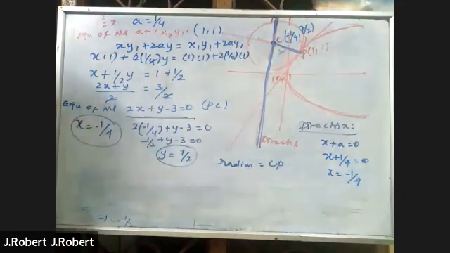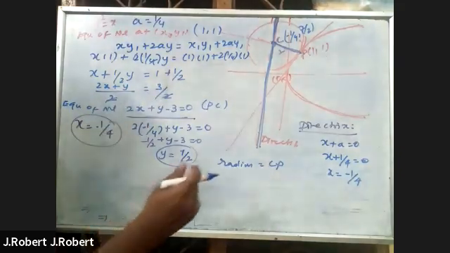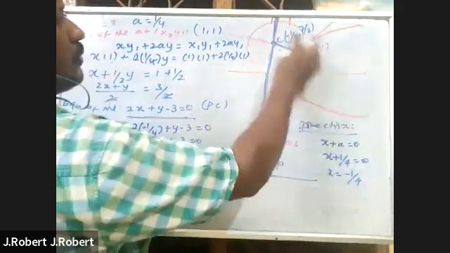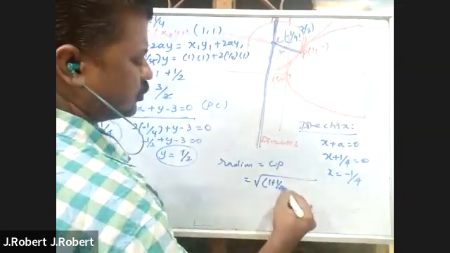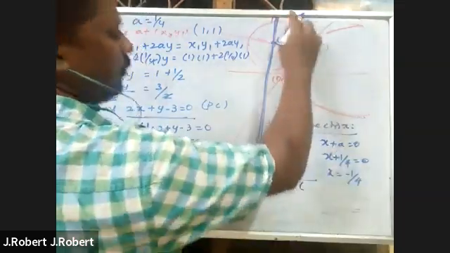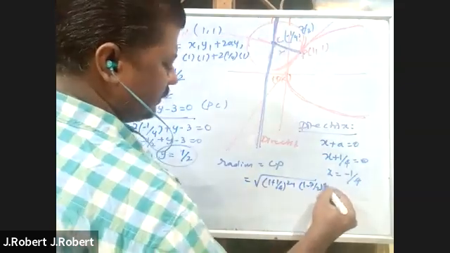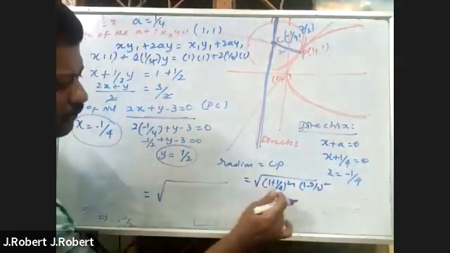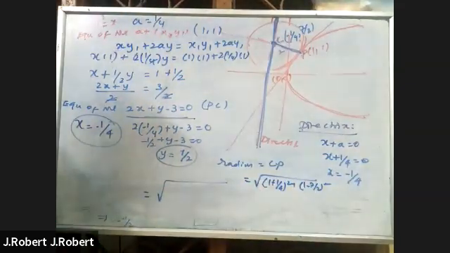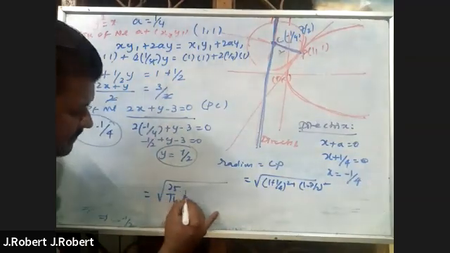Diagram is half done. The problem is almost over. Now the thing is CP, square root of the distance formula: (x2 minus x1) is 1 plus 1 by 4, the whole square. (y2 minus y1) is 1 minus 7 by 2, the whole square. We'll get square root of 4 plus 1, 5 by 4. 5 square is 25, 25 by 16.